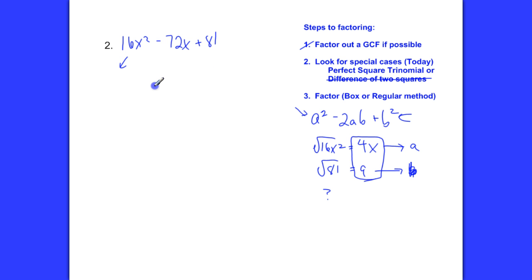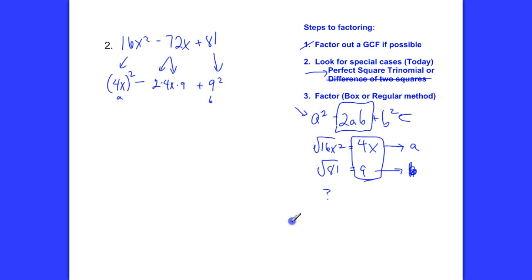Let's look and see. I'll just expand it up here. 16x squared, that's the same thing as 4x quantity squared. 81 is the same thing as 9 squared. So I want to know, is 72 the same thing as 2 times a, 4x, times b, 9? Is that equal to 72? Well, let's see. 2 times 4 is 8. 8 times 9 is 72x. Yes, it is. Therefore, this is a perfect trinomial square.